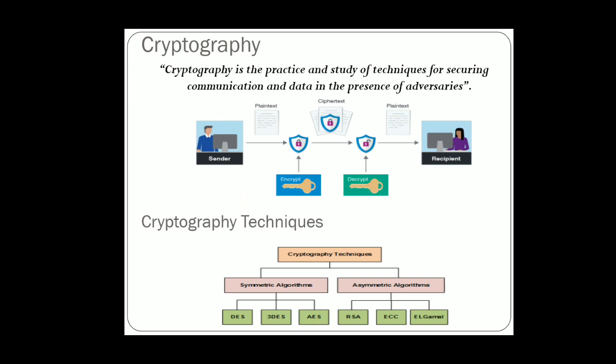Message exchange using cryptography involves the following steps. At the sender side, the message is converted into an unreadable form using an encryption algorithm. The message in unreadable form is called ciphertext. The ciphertext is sent to the receiver over the communication channel. Since the message is encrypted, the attackers cannot read the message. At the receiver side, the message is converted into a readable form using the decryption algorithm. The message in readable form is called plaintext. Then the receiver can read the message.